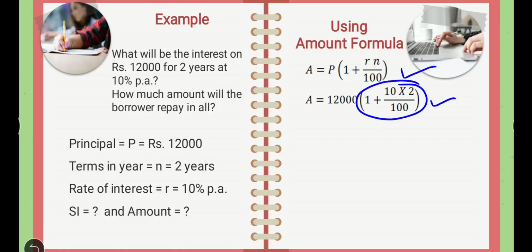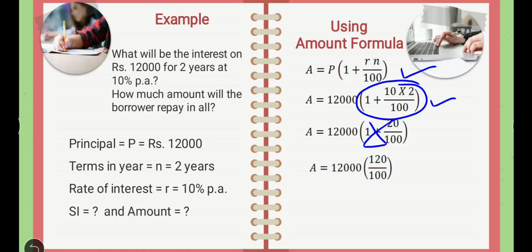You can solve this bracket in two ways. 10 into 2, 20, 20 divided by 100. You can calculate in this way, 20 divided by 100, 0.20 plus 1. Or you can cross multiply it. So firstly multiply 10 multiplied by 2, so 20 divided by 100. You can cross multiply it like this. It means 120 divided by 100.